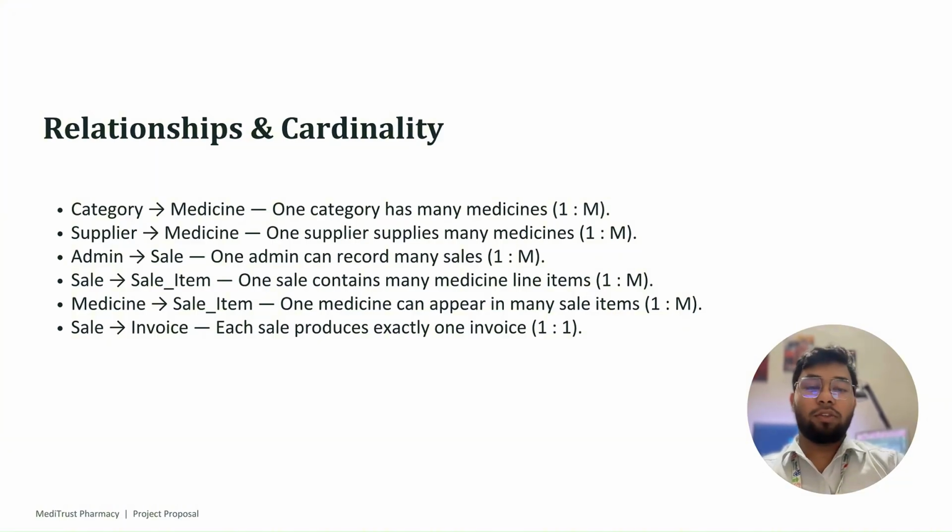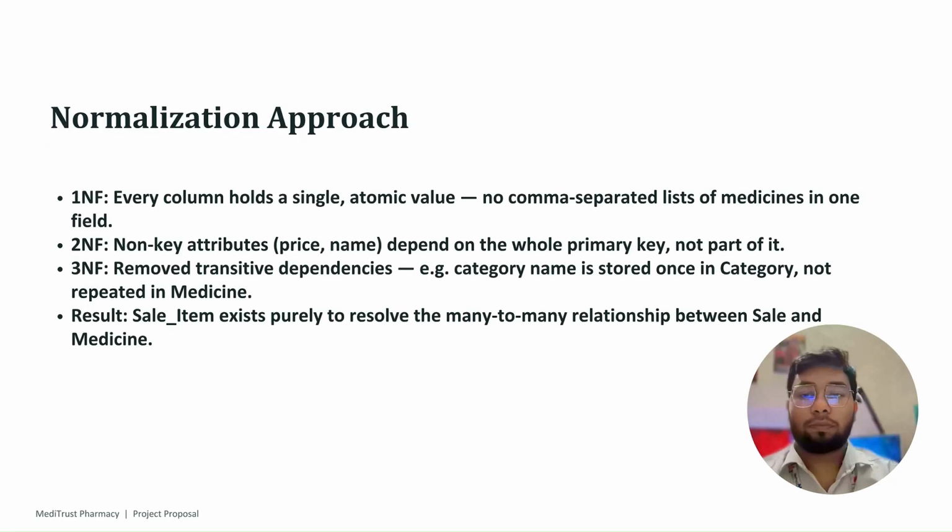The admin and sale relationship: one admin can make many sales and many sale records in one day. Then we can see the sale and sale item relationship. One sale contains many medicines, so there can be many sale items. Then the medicine and sale item relationship: one medicine can appear in many sale items. Lastly, the sale and invoice. Every sale should have a single invoice, so there is a one-to-one relationship between sale and invoice.